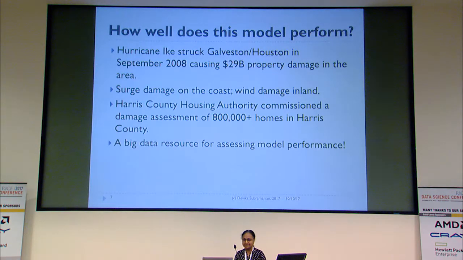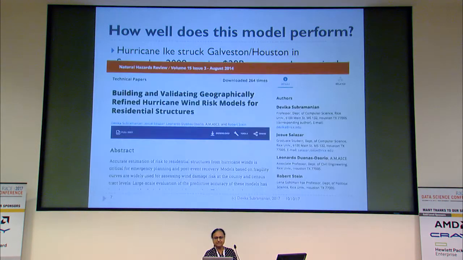Of course, the question is, well, that's a nice model. I can explain it this quickly. How well does this model perform? So we got a unique opportunity in 2008 because Hurricane Ike came our way and caused a considerable amount of damage. And the Harris County Housing Authority commissioned a damage assessment of 800,000 homes, providing us a big data resource, first for assessing model performance, and then I'll show you for directly building a model for predicting wind risk from observational data alone. So how well does this model perform?